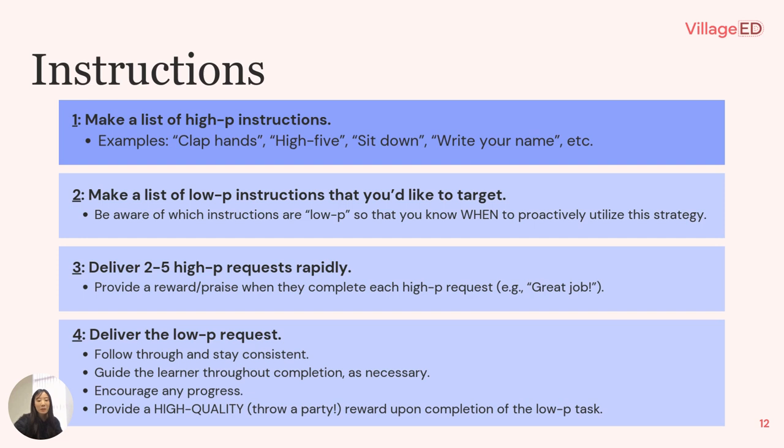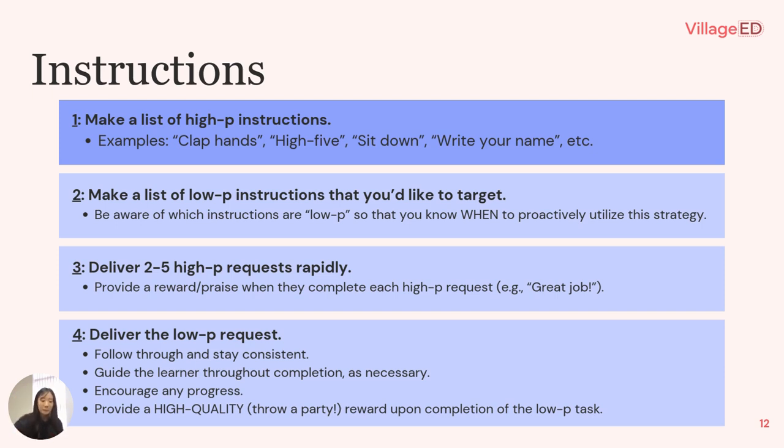Step three, let's say you're in the moment to teach that new skill or to encourage a different behavior. What I would do is deliver approximately 2 to 5 high P requests rapidly. And the key word here is rapidly. You want to do them very, very quickly. Let's say I'm teaching a new body part. I would do something like, what's this? Nose, good. What is this? Great. What is this? Good. And then I would move on. So a lot of rapid instructions along with those rapid great jobs, amazing, good, high fives, praises or rewards.